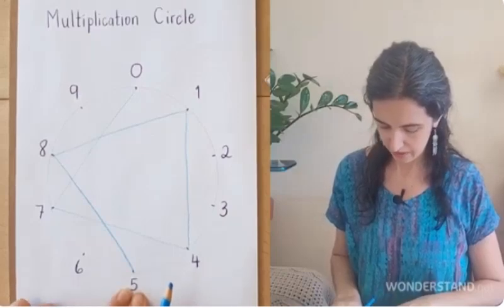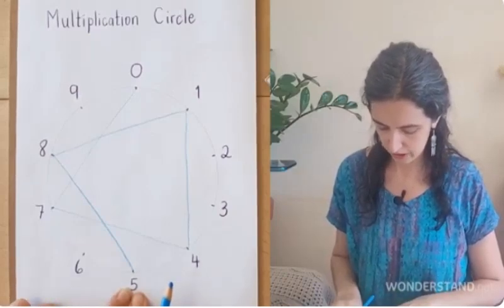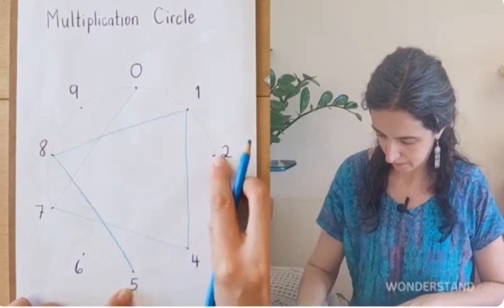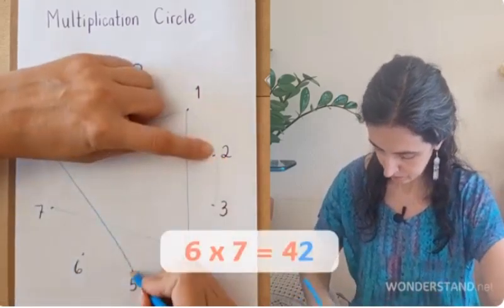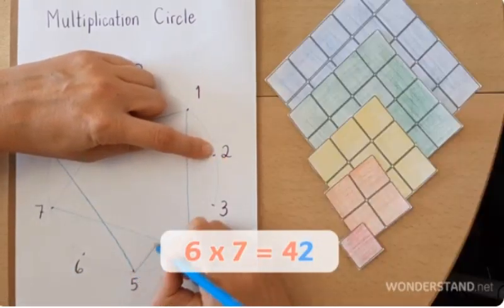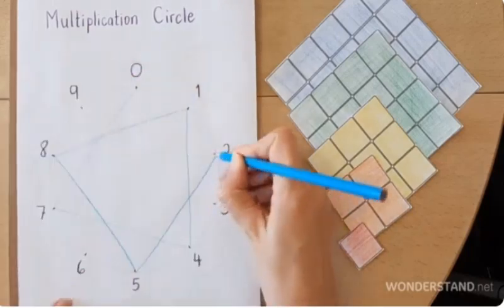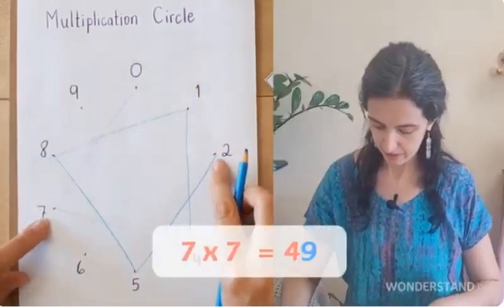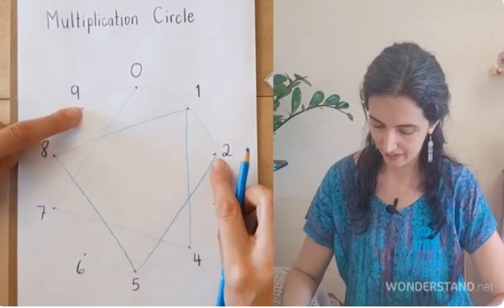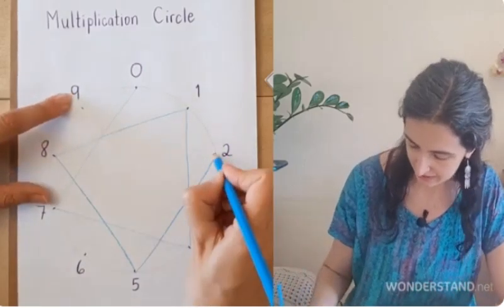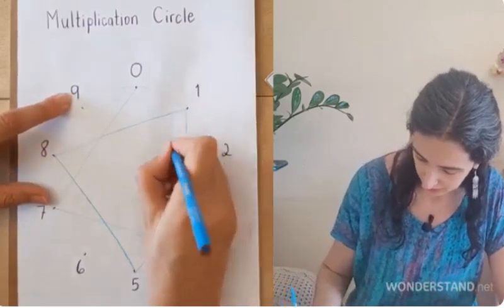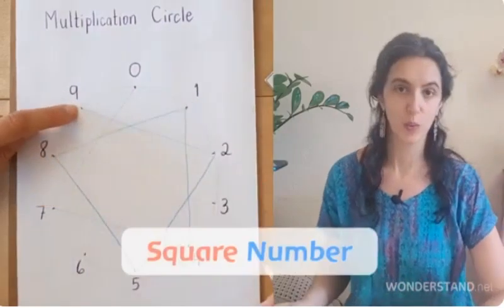6 times 7, so 35 plus 7 is 42. And 7 times 7 is 49. And that you might recognize as a square number.